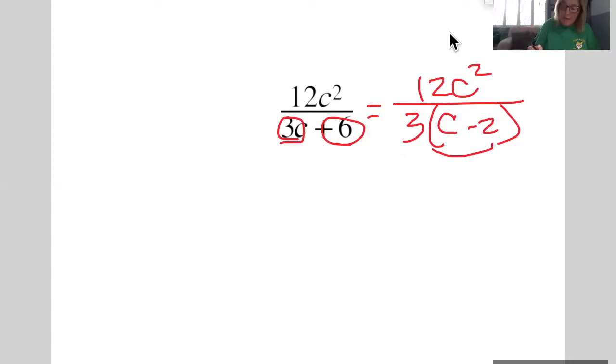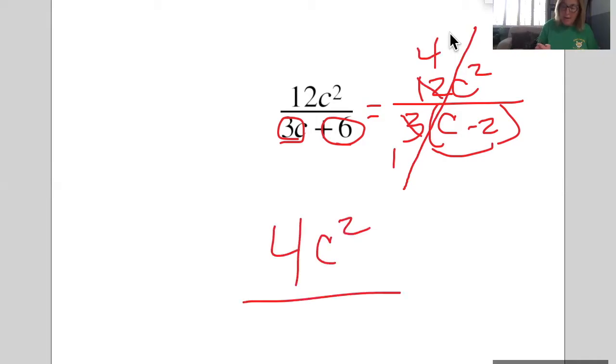But now we could think about the 12 and the 3. And so you could factor out a 3, and so we're left with 4c squared, and we're dividing that by c minus 2.